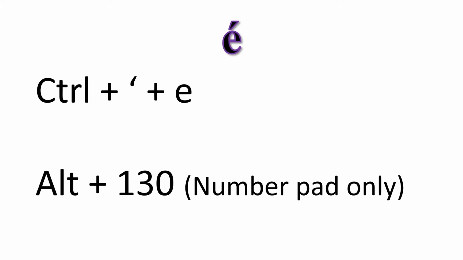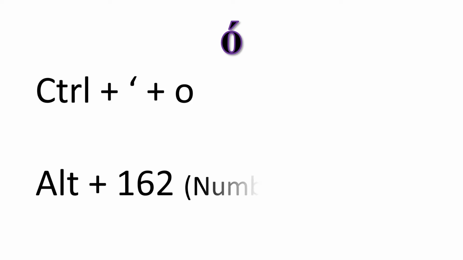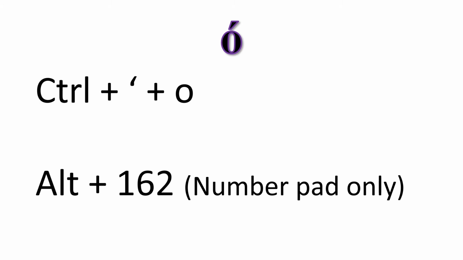E with an accent, hold down Control, apostrophe, and E. Or using the number pad, Alt plus 130 or Alt plus 0233. I with an accent is Control plus apostrophe plus I, or Alt 161 or Alt 0237. Again, make sure to use the number pad. O with an accent, Control plus apostrophe plus O, or Alt plus 162 or 0243 on the number pad.